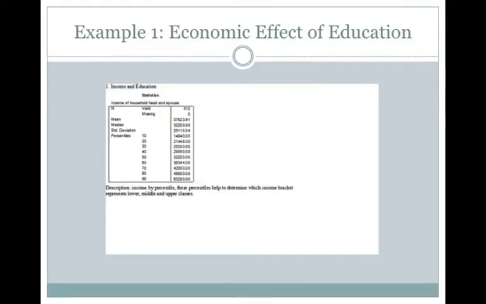So let's start with the first example, and that is the economic effect of education, particularly the relationship between income and education. So the first table is about the percentile breakdown of all the cases in this particular study. I extrapolated data from the General Social Survey that's done every year, and they ask the question, how much money do you make? And so this basically breaks down income by percentile, and these percentiles will help you determine which income bracket represents the lower, middle, and upper income classes.